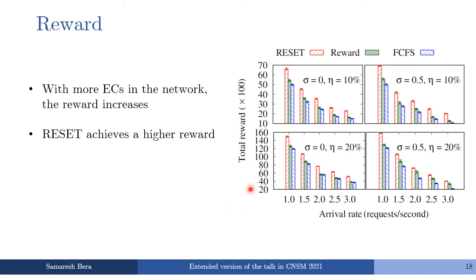So this is the reason. This is because the proposed scheme reset considers the comprehensive cost function that accounts for the bandwidth, storage, and compute resources in the network, and also the bandwidth, compute, and storage requirements of the requests. So it doesn't consider the reward only, but also the requirements. So that's why the total reward using the proposed scheme reset is higher than the benchmark schemes.